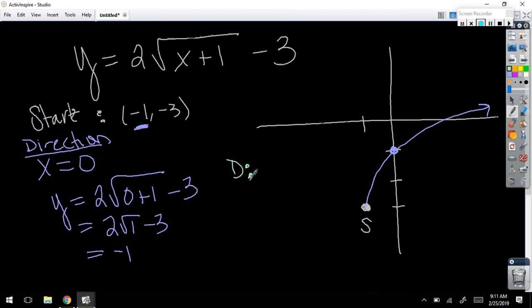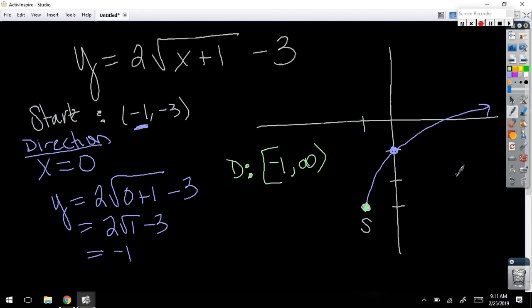Negative infinity. Wait, no, that's the range, right? No. My domain and range are restricted on this one, if you look. It is. It's negative 1 to infinity. I'm going to have a bracket here because there's actually a point. So left to right, the furthest left it goes is negative 1, and then it goes forever right.